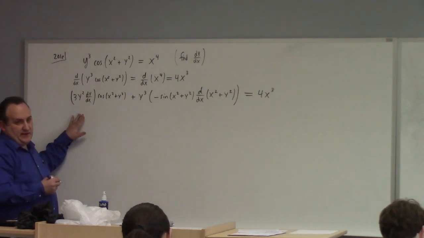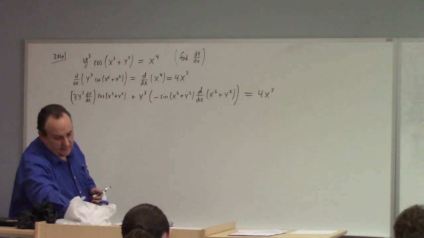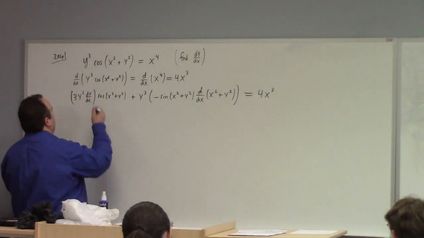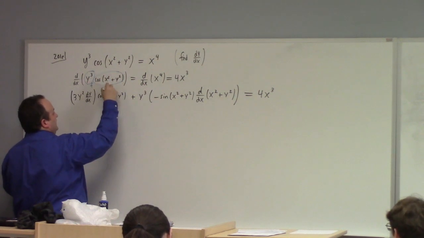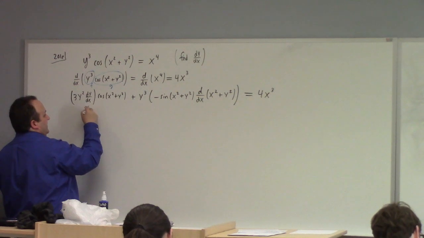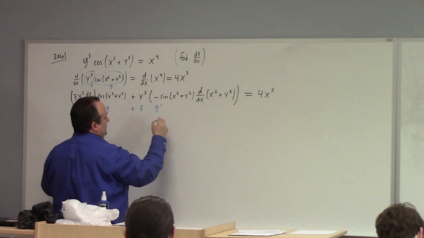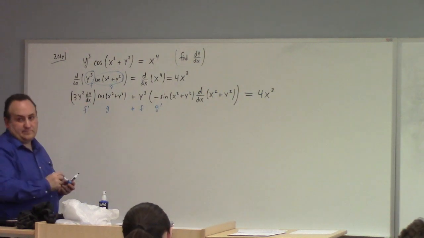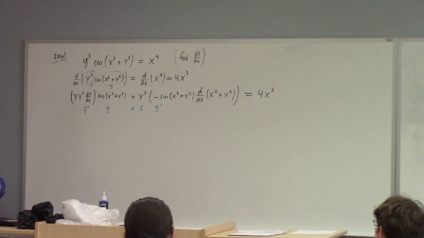But this is the product rule, right? Do you guys understand the pattern here? Let me just write it down again. So I'm thinking of this as f, and all of this as g. So what you're looking at is f prime g plus f g prime, right? Product rule. Yes, no? Yeah, I got it. You got that far, okay.